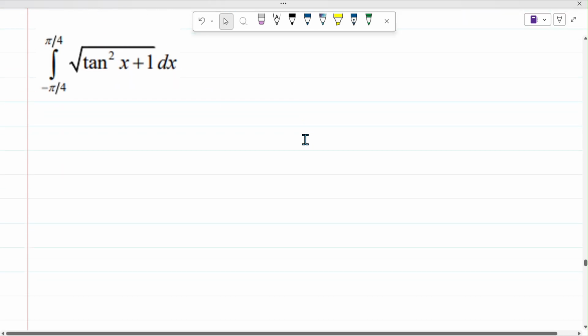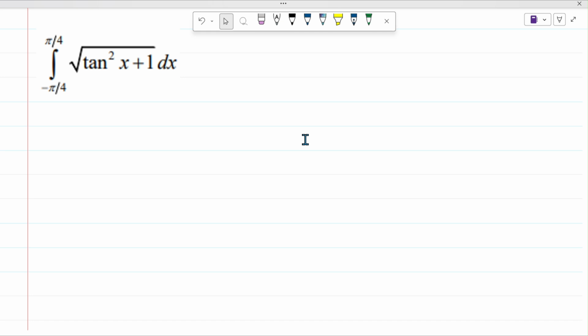Now we have the integral of the square root of tan squared of x plus 1 dx, the limits being pi over 4 and negative pi over 4 again. They must love this limit, eh? They must love it. Okay, so what can we do here?